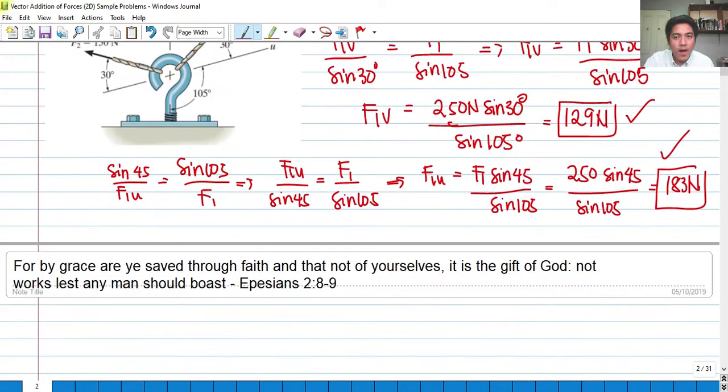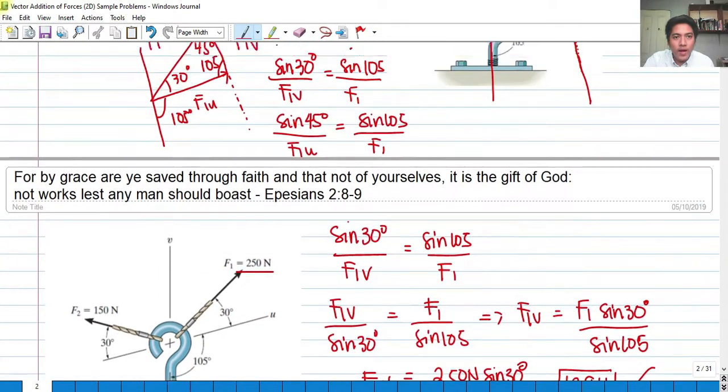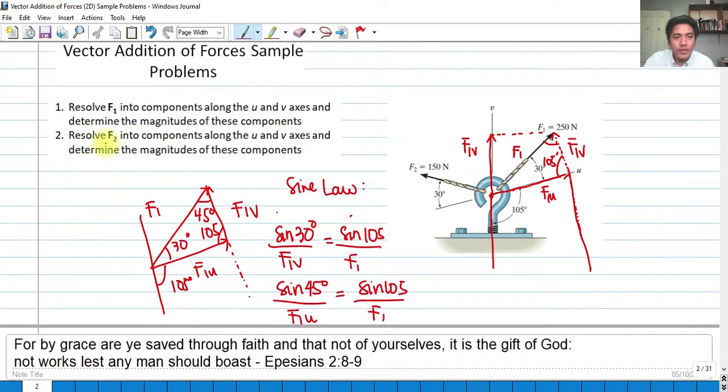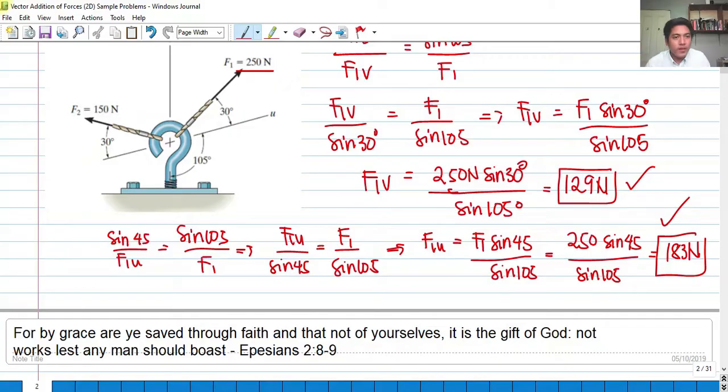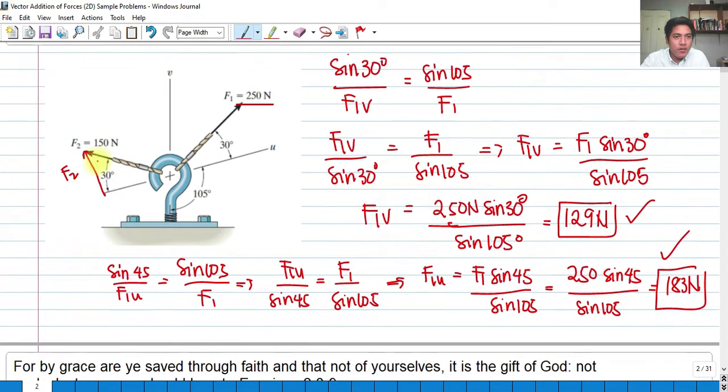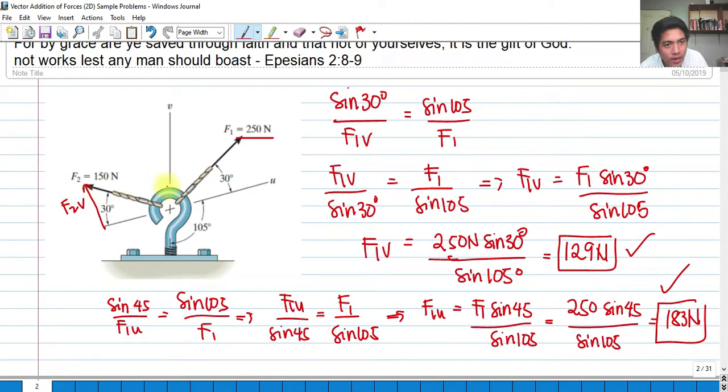Okay, so how about number 2? We are asked to resolve F2 into components along the U and V axis and determine the magnitude of these components. So if this is our F2, I'm going to project it here. We will have F2 here. This is our F2V along this direction, and of course this is our F2U in this direction.